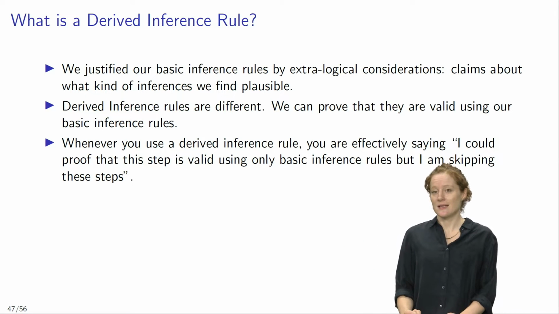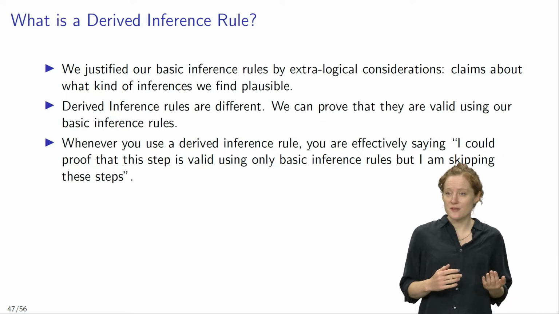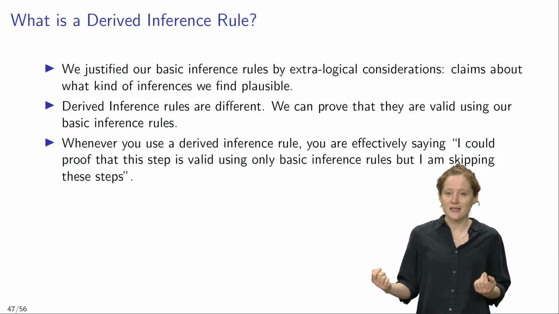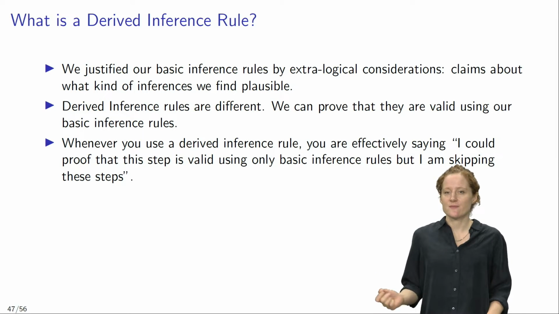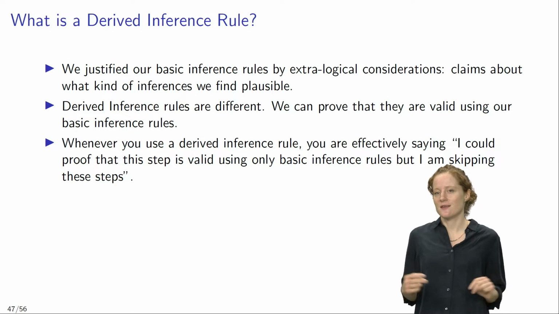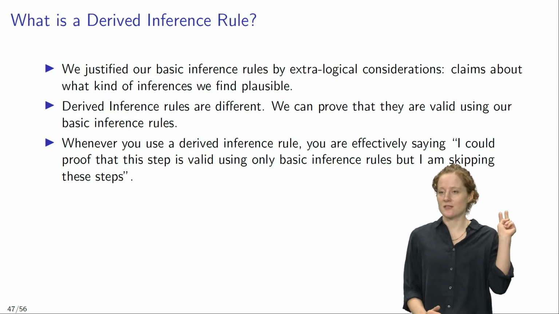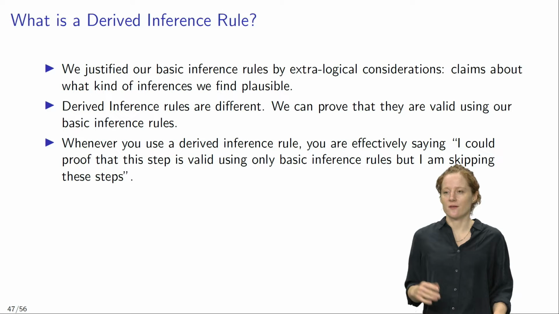What that means is that whenever you use a derived inference rule, you are effectively saying, I could prove that this step is valid using only basic inference rules, but I'm skipping these steps. Instead, I'm just citing the derived inference rule and asking my reader to trust me that I could spell out the proof if needed.